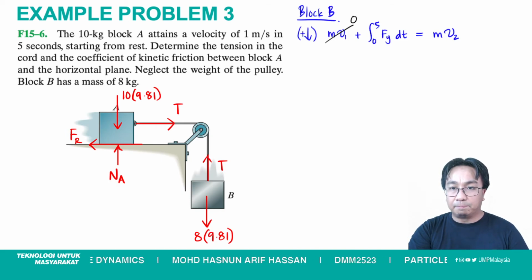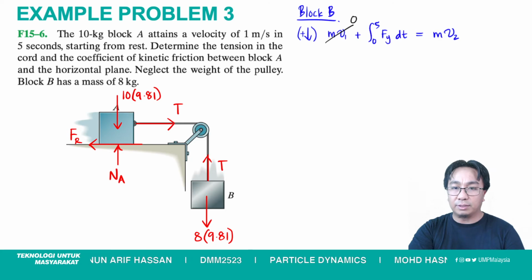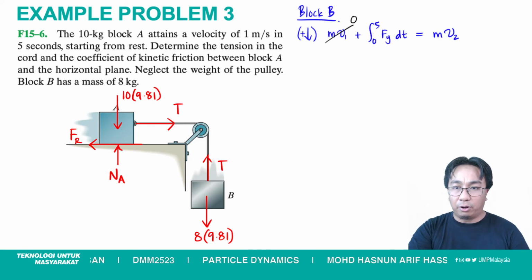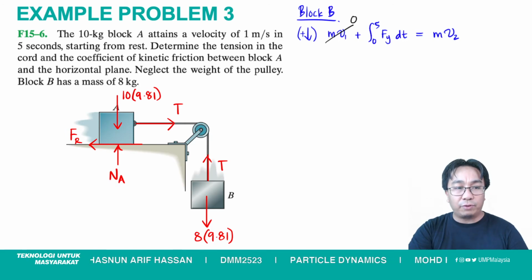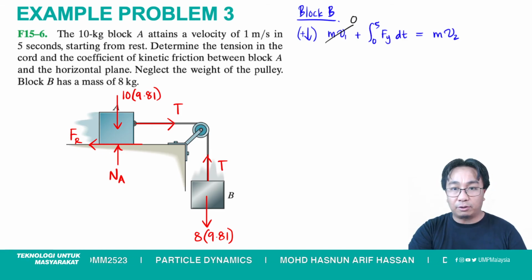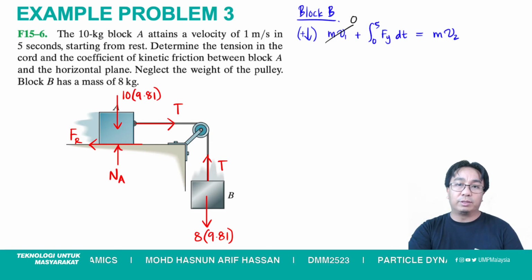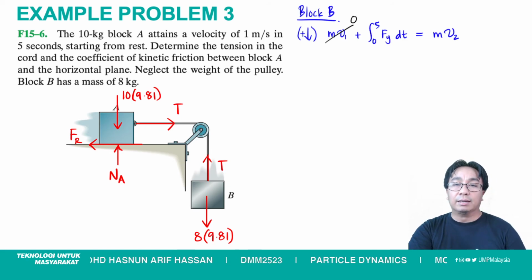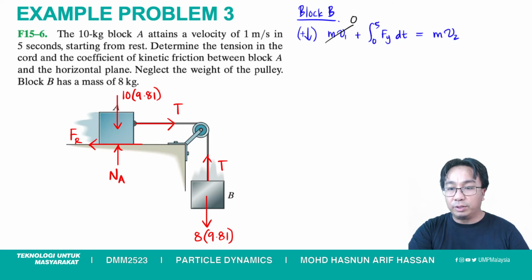We use the principle of impulse and momentum in the y-axis, taking downwards as positive because that is the motion of the block. We know that it starts from rest, therefore mv1 equals 0. The integration of Fy dt is from 0 to 5. We don't have to find the time when the block starts to move because the coefficient of static friction is not given. So we know that this moves immediately after it was released. mv2, v2 is given. V2 here is 1 meter per second.